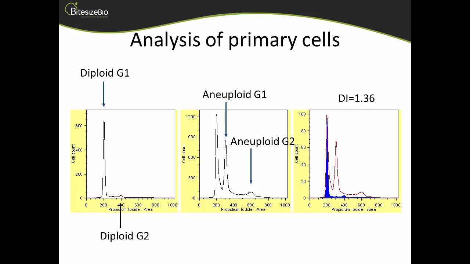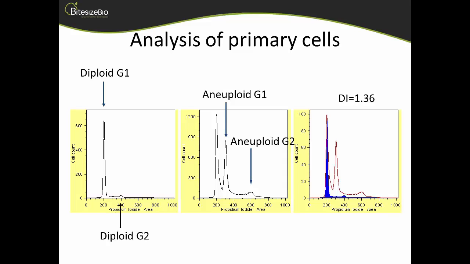And by overlaying those two populations, we can see that the aneuploid population has what we call a DNA index, or a diploid index, of 1.36. That means that this aneuploid peak has about 36% more DNA than the normal diploid peak. And that number can sometimes give us important prognostic or diagnostic information.